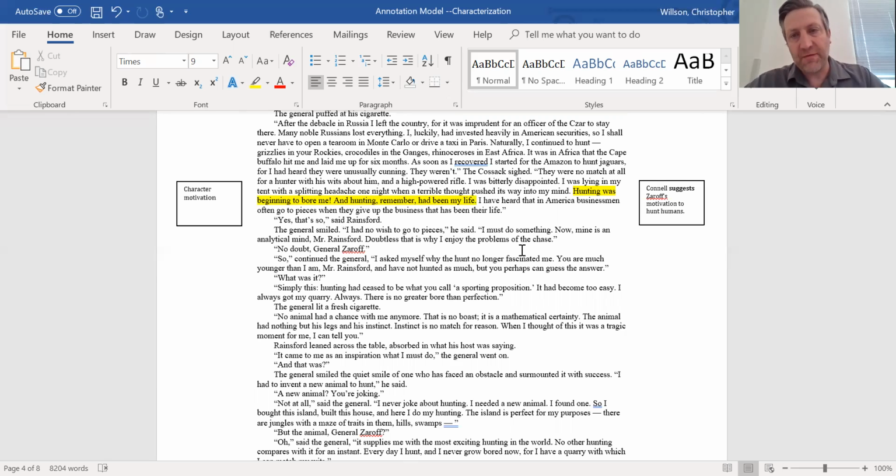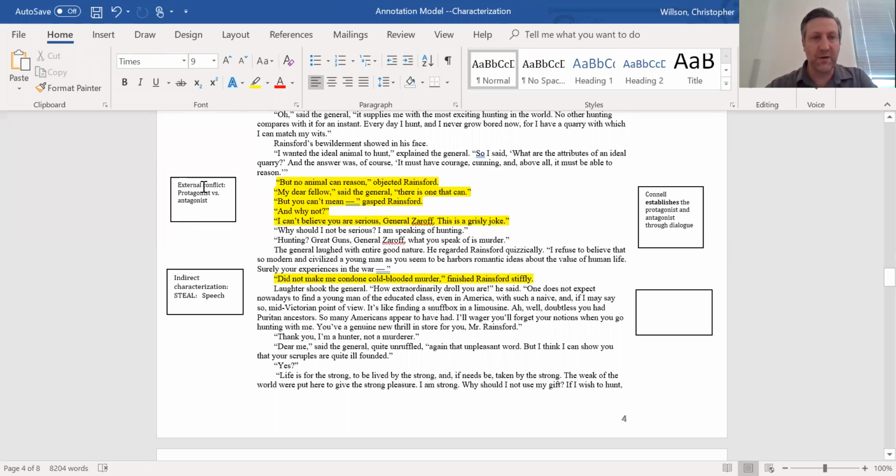Zaroff says, "Hunting was beginning to bore me, and hunting, remember, had been my life." So we have character motivation here. Connell is suggesting that Zaroff's motivation is to hunt humans. Why? Well, he's been a pretty good hunter most of his life, and now animals cease to amuse him. Now he needs bigger game, smarter game, more challenging game. So we get some character motivation there.